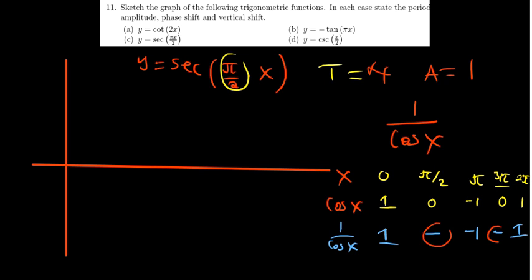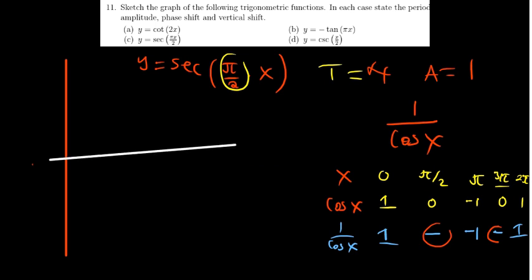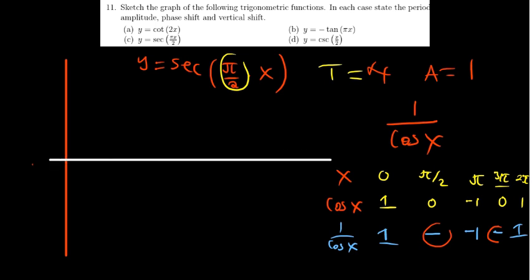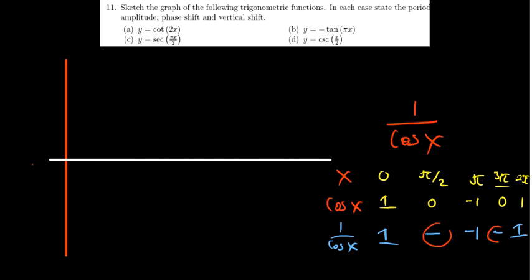So we have, where is it 0? It's at pi over 2. Don't worry, we'll change these values later. And then you have got pi, and then you've got 3 pi over 2, and then you've got 2 pi. So the cosine graph was 0 at these points. At the points where there's a dotted line, that is going to be an asymptote.